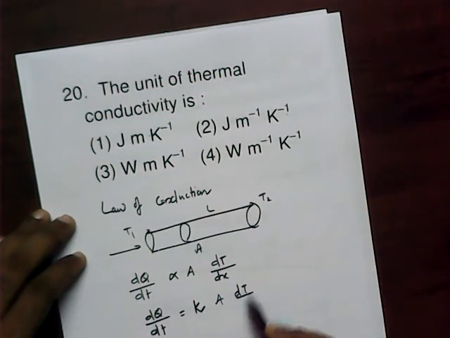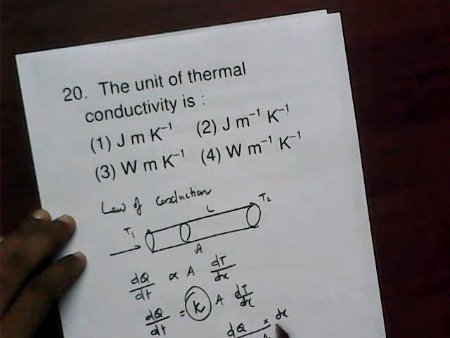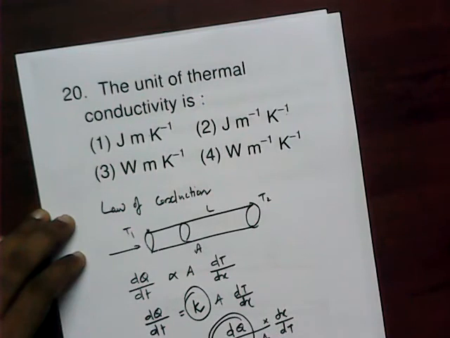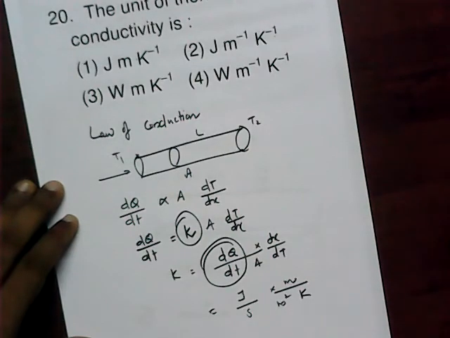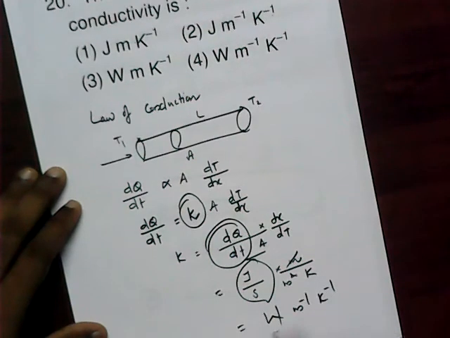So we have to find the unit for K in terms of joule or watt. K is equal to dQ by dt divided by A into dT by dx. dQ by dt is joule per second, meter, meter square, and the temperature as Kelvin. Joules per second we can take as watt, so watt meter raised to minus 1 Kelvin raised to minus 1. So 4 is the answer.